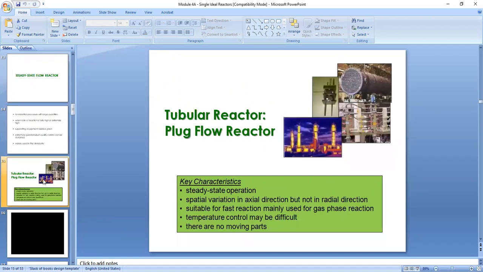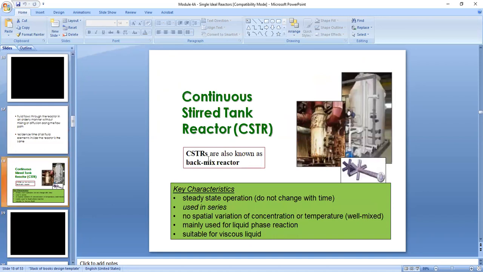For the plug flow reactor, we have very low maintenance cost because of the absence of moving parts, and the variation in concentration here is axial by nature, so it's not radial but axial. Compared to the batch, at any point in the reactor the concentration would be the same. The same thing with the CSTR, the concentration at any point inside the reactor is the same, and it's best suited for liquid phase reactions and viscous liquids.